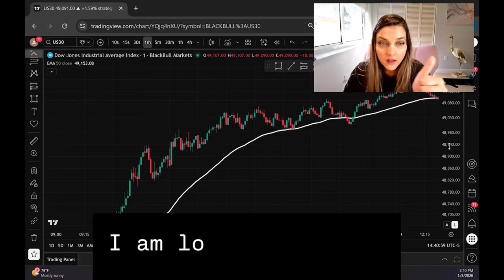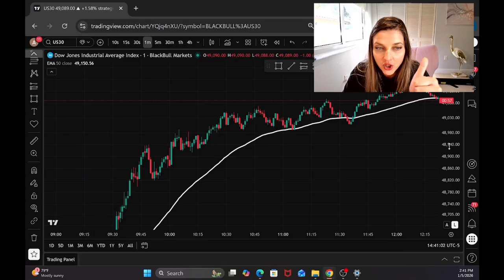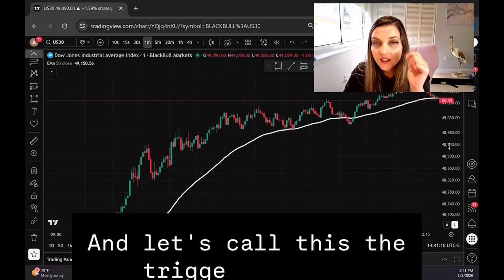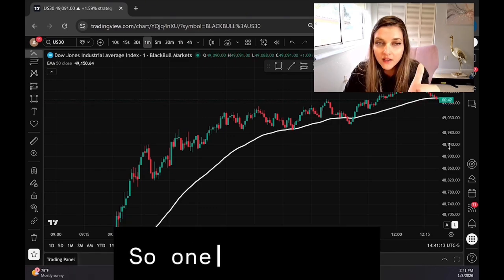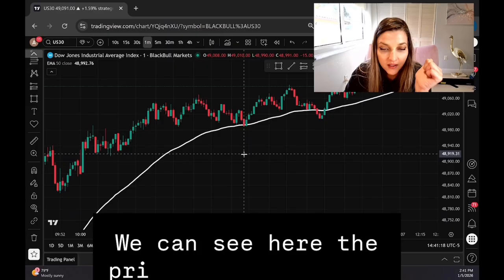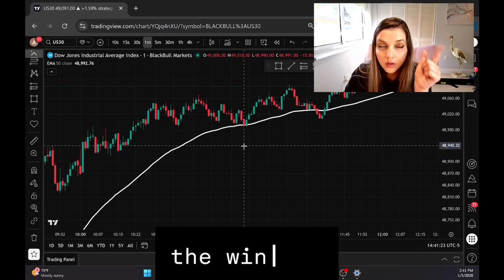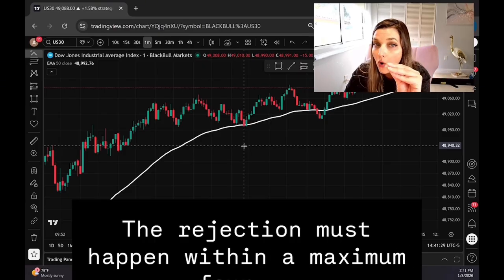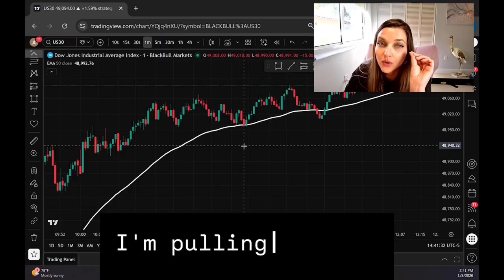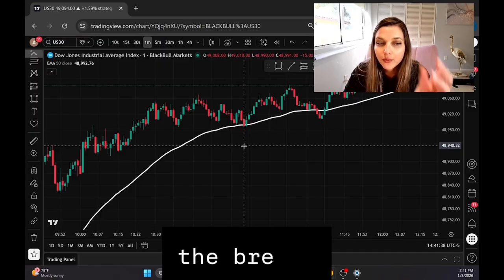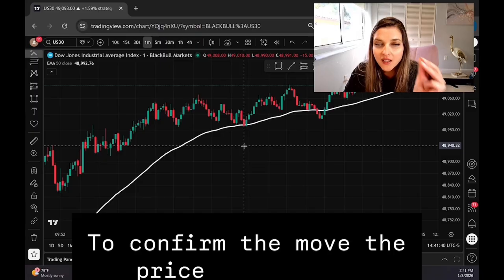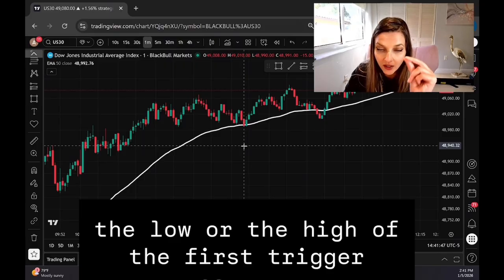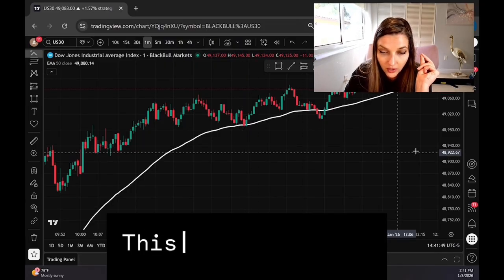One, I am looking for the touch. Price must physically touch the EMA, and let's call this the trigger candle. So one, the touch. We can see here the price touched the EMA. Two, the window. The rejection must happen within a maximum of 4, I'm pushing it to 5 candles. And three, the break. To confirm the move, the price must break the low or the high of the first trigger candle.